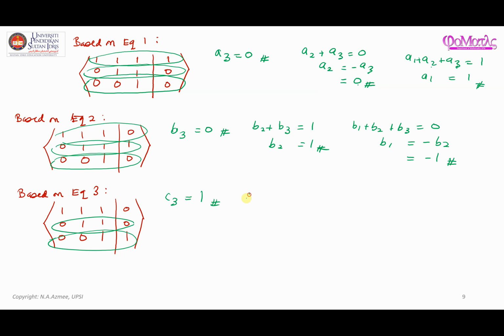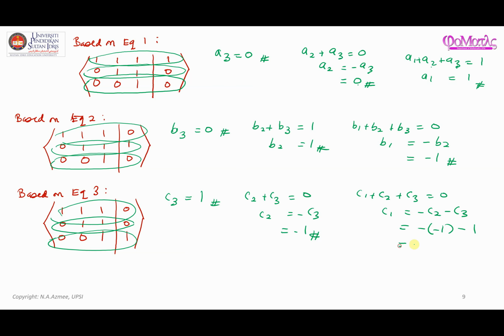For this guy here, C2 plus C3 is 0. C2 is negative C3, which is negative 1. And for this one here, C1 plus C2 plus C3 is 0. C1 is negative C2 negative C3. So negative negative 1, negative 1, which is 0. Now we have got all the values of a1, a2, a3 and so on. Based on that, we can find the transition matrix. Okay, so the transition matrix is going to look like this.